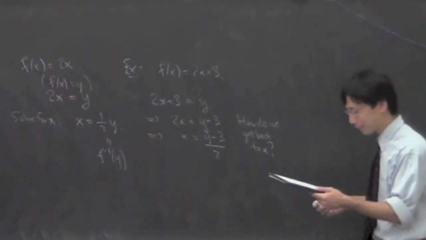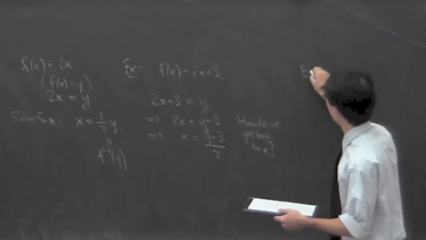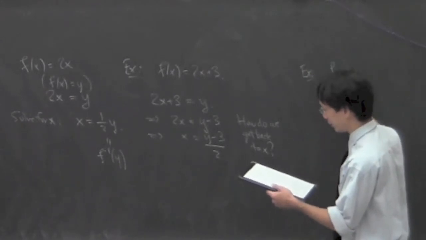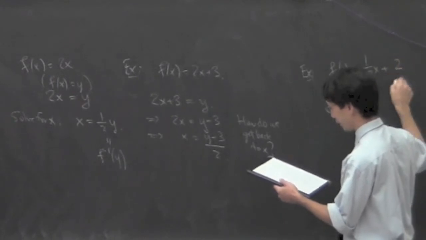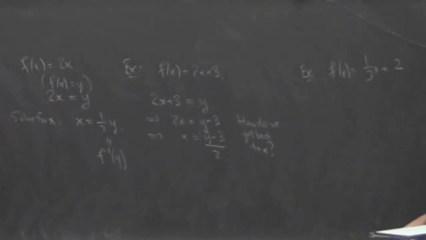Okay, so let me ask you guys to do a simple one. I think it should be a simple one. f of x is 1/3 x plus 2. If you're following along, it should not take more than a minute.